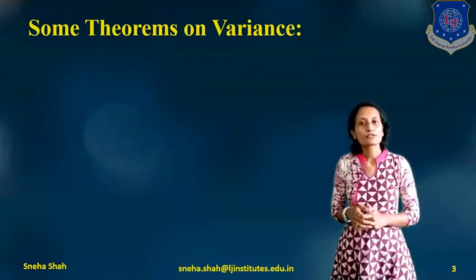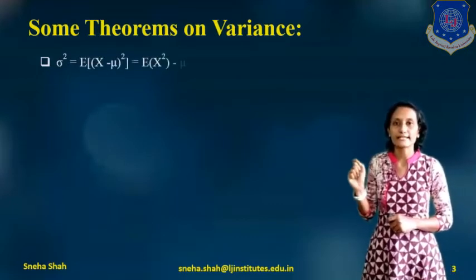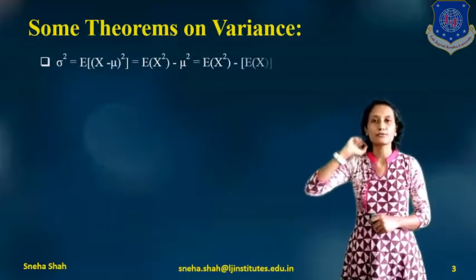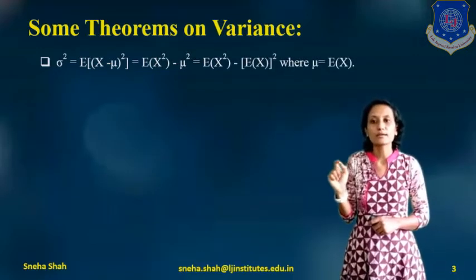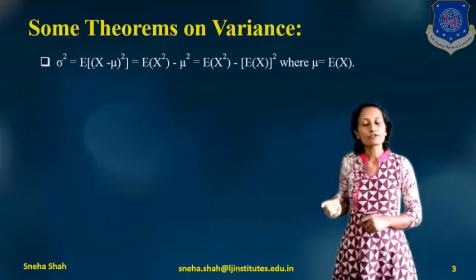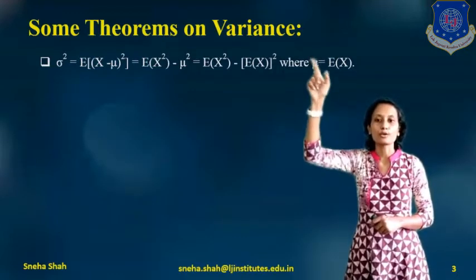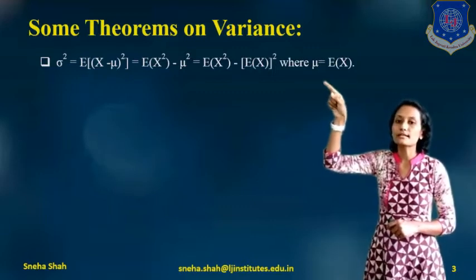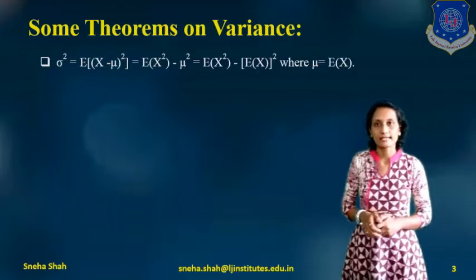Now there are some theorems on variance. The first theorem is sigma square equals the expected value of (x minus mu) whole square. This can be written directly as E of x square minus mu square, or we can also say E of x square minus (expected value of x) whole square. Here the term mu represents the mean value, meaning the expected value of x.